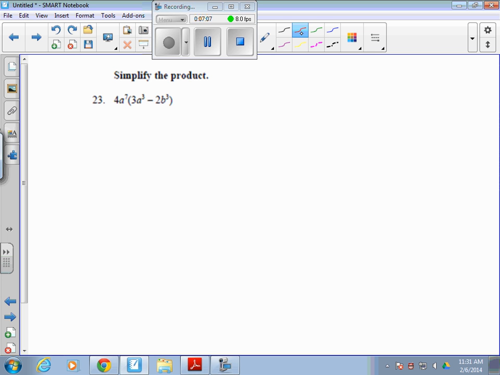Number 23 says simplify the product. Distribute this. 4 times 3 is 12. A times A, you add the exponents. 7 plus 3 is A to the 10th power. 4 times negative 2 is negative 8. Different variables this time, A and B. So you do not add the exponents. You simply write A to the 7th, B to the 3rd.